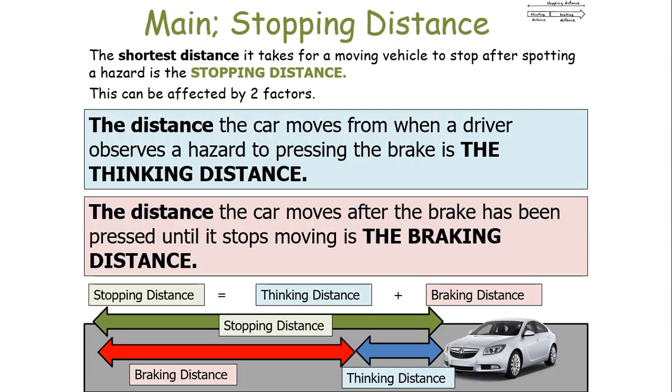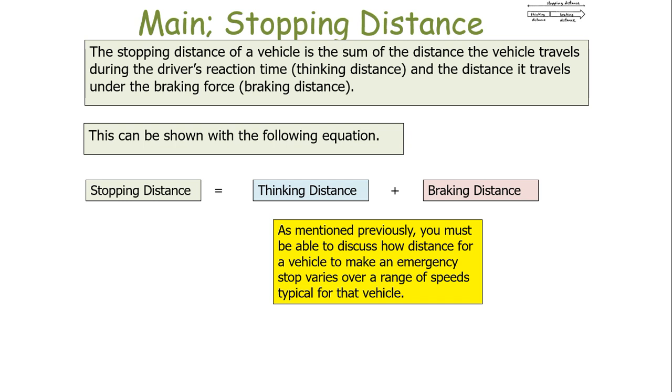So let's just recap what we've learned. The shortest distance it takes for a moving vehicle to stop after spotting a hazard is called the stopping distance. This is affected by two factors: the distance the car moves from when a driver observes the hazard to pressing the brake, the thinking distance, and the distance the car moves after the brake is pressed until it stops moving, the braking distance. And stopping distance is equal to thinking distance plus braking distance.